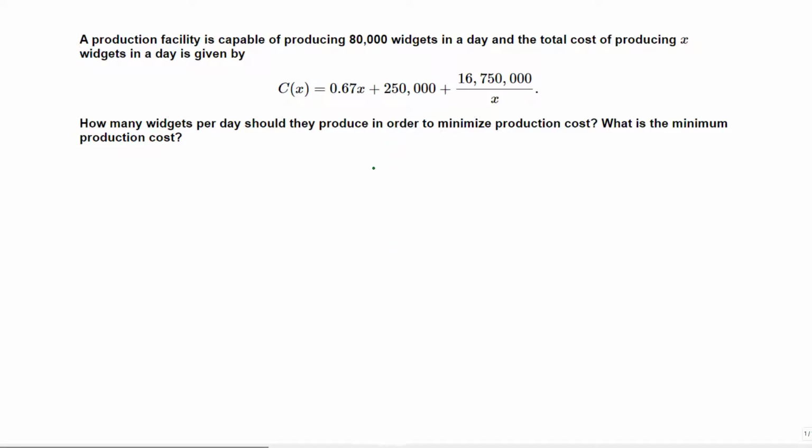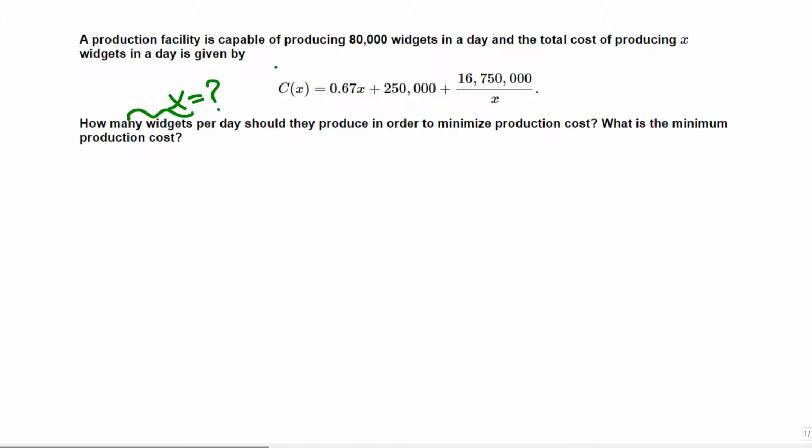Read the question carefully. A production facility is capable of producing 80,000 widgets in a day, and the total cost of producing is given by this function. This is the total cost function. How many widgets per day should they produce? So that means x equals what in order to minimize the production cost.